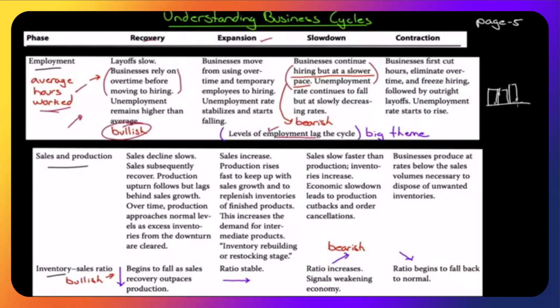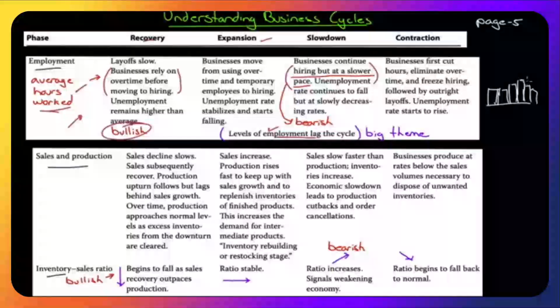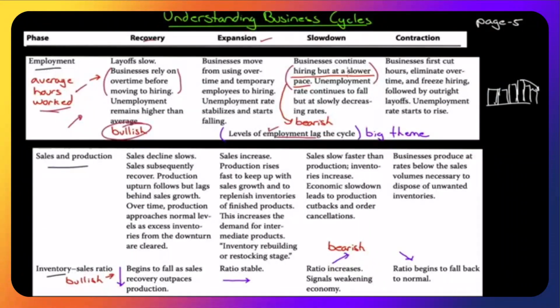And we start to see something like this going into the expansion. When you start to see it doing this, that the job creation is rolling over, that's a clear sign that we're well into the slowdown, which is a bearish signal for equities. And in contraction, businesses first cut hours, eliminate overtime, and freeze hiring. We'll see this in the jobs report where the job creation numbers are very, very low, but we're starting to see average hours worked decrease, and unemployment starts to rise.